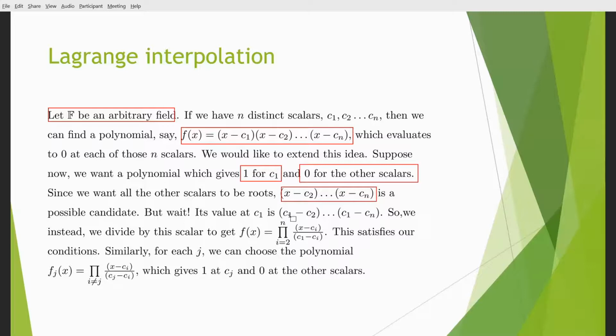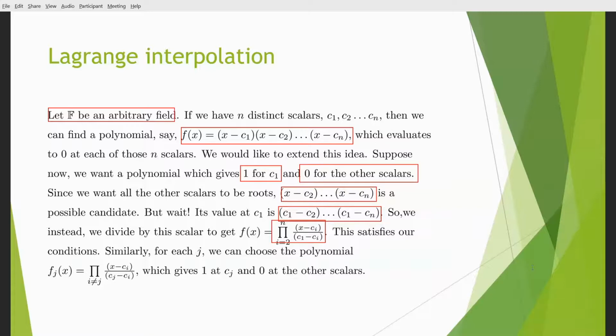But there is a problem with this polynomial. If you substitute C1, you don't get 1. You get (C1 minus C2) times (C1 minus C3) and so on up to (C1 minus Cn). So in order to get 1 at C1, what we will do is divide this expression, (x minus C2) into (x minus C3) and so on, by (C1 minus C2) into (C1 minus C3) and so on. So you get this product from i equal to 2 to n, (x minus Ci) by (C1 minus Ci). So now do you follow that at C1 it gives you 1 and at C2, C3 and so on up to Cn it gives you 0?